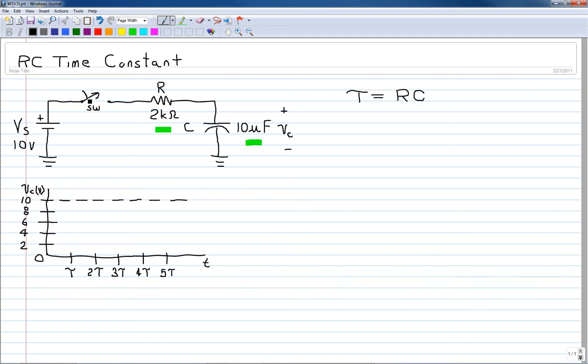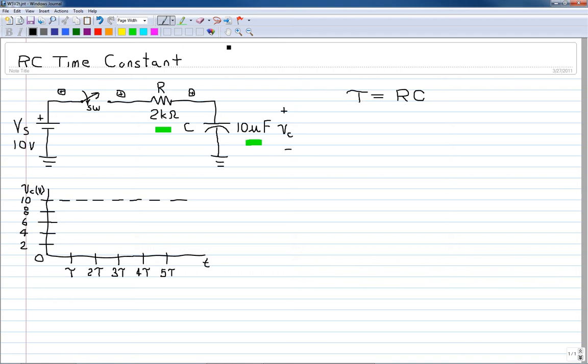As soon as the switch is closed, charge carriers begin to move from the source towards the capacitor. And over a period of time, the capacitor begins to charge. In other words, V sub C starts out at 0 volts, but then charges up to the maximum voltage applied by Vs, which is 10 volts. The rate of charge is determined by what's called the time constant.